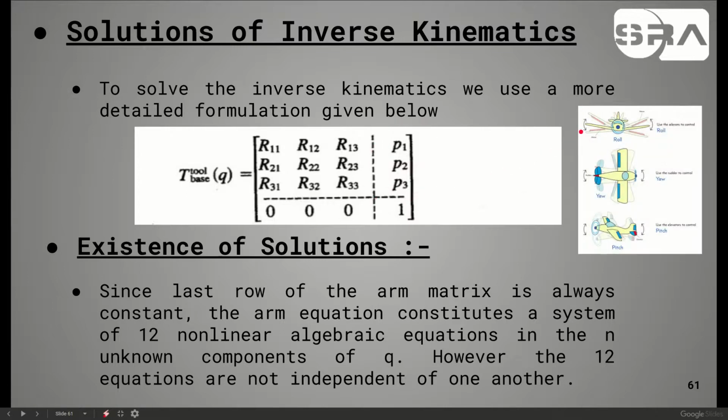Before that, I hope you guys know about this roll, pitch, yaw thing. That roll is basically the rotation about this axis, yaw is basically rotation about this axis, and pitch is rotation about this axis, that is axis of its wings. So we'll move to the next slide.